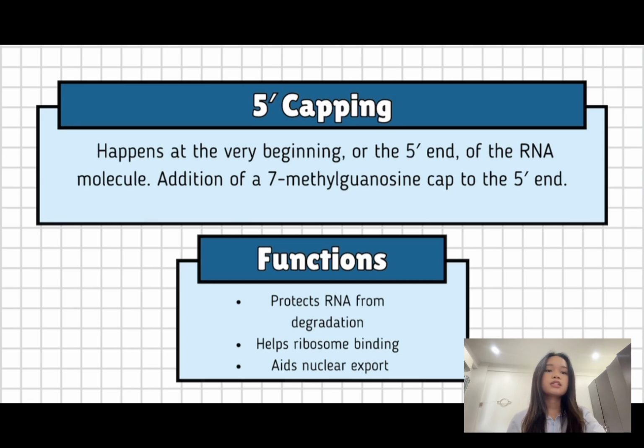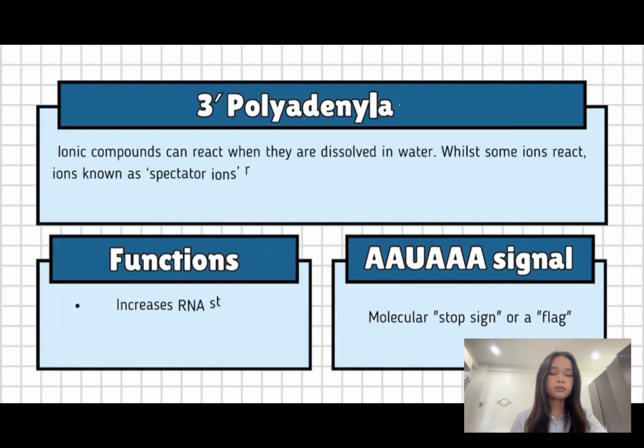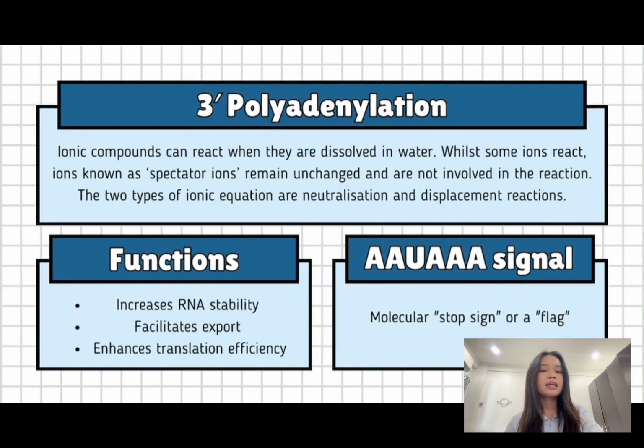Next, let's transition to the 3' polyadenylation process. This is like adding a long protective tail to the other end of our RNA molecule. A long tail of adenine bases, sometimes hundreds of them, is added to the 3' end of the RNA. This is called the poly-A tail. We call this process 3' polyadenylation, and the resulting tail is known as the poly-A tail. So what do you think is the function of the poly-A tail at the 3' end of the mRNA?